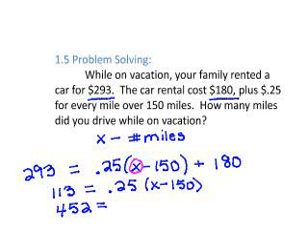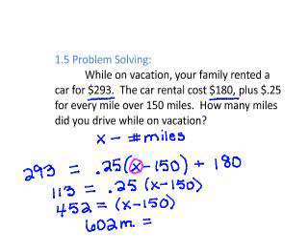If you have your calculator, you can just do 113 divided by 0.25. And now, the last step, it looks like, is to add the 150 over. So we get 602 miles is what we drove. And it cost us a total of $293.